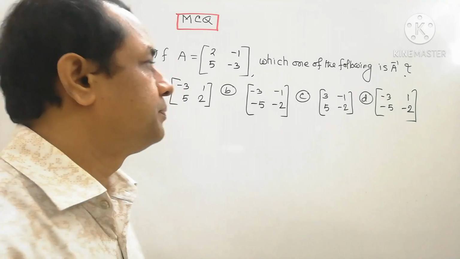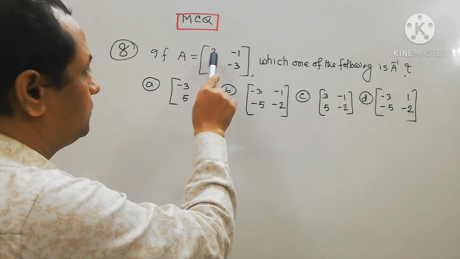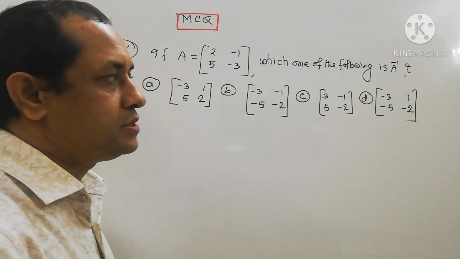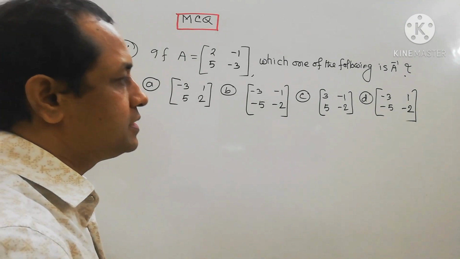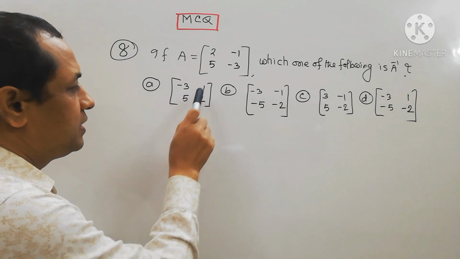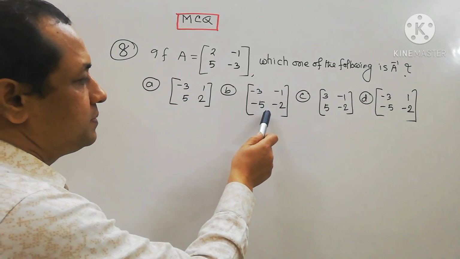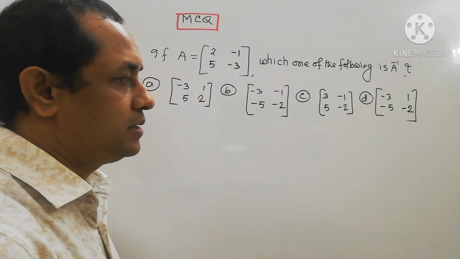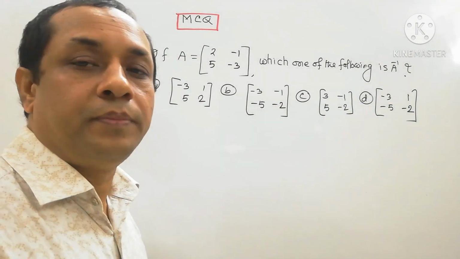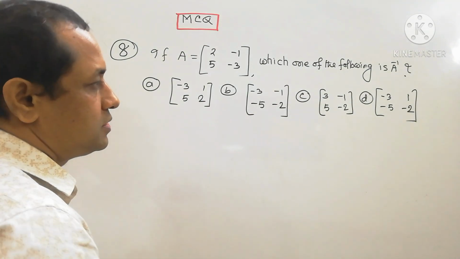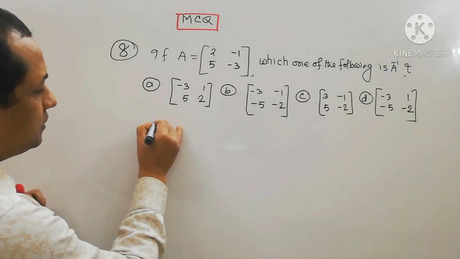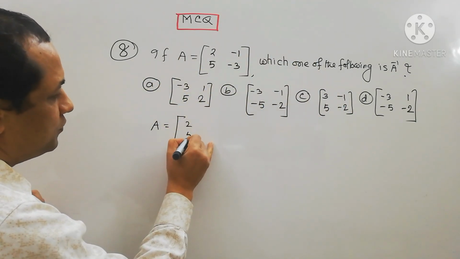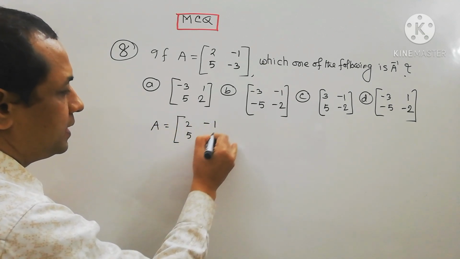Question number 8. Student, if A equals matrix 2 5 minus 1 minus 3, which one of the following is A inverse? Option A: minus 3 5 1 2, option B: matrix minus 3 minus 5 minus 1 minus 2, option C: 3 5 minus 1 minus 2, and option D: minus 3 minus 5 1 minus 2. So student, start now. Given A equals 2 5 and minus 1 minus 3, find A inverse.